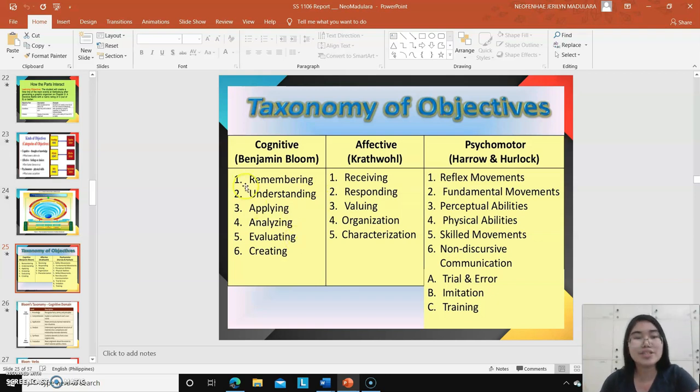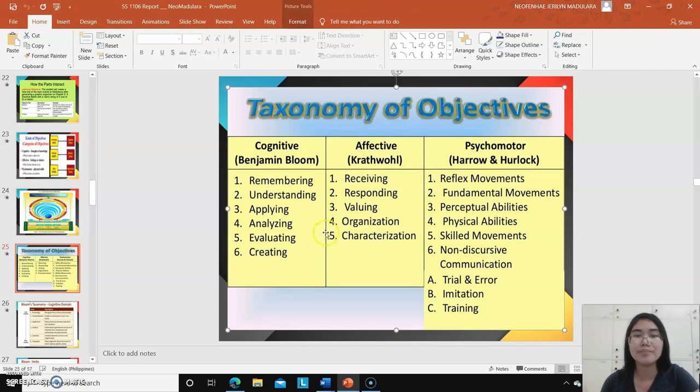So this remembering, understanding, and applying refers to the lower order thinking skills. In social studies, we need to reach analyzing, evaluating, and creating, because they are considered the higher order thinking skills of our students. Next one, the taxonomy of objectives crafted by Krathwohl, with receiving as the lowest level, going to the more complex, which is characterization: receiving, responding, valuing, organization, and characterization.